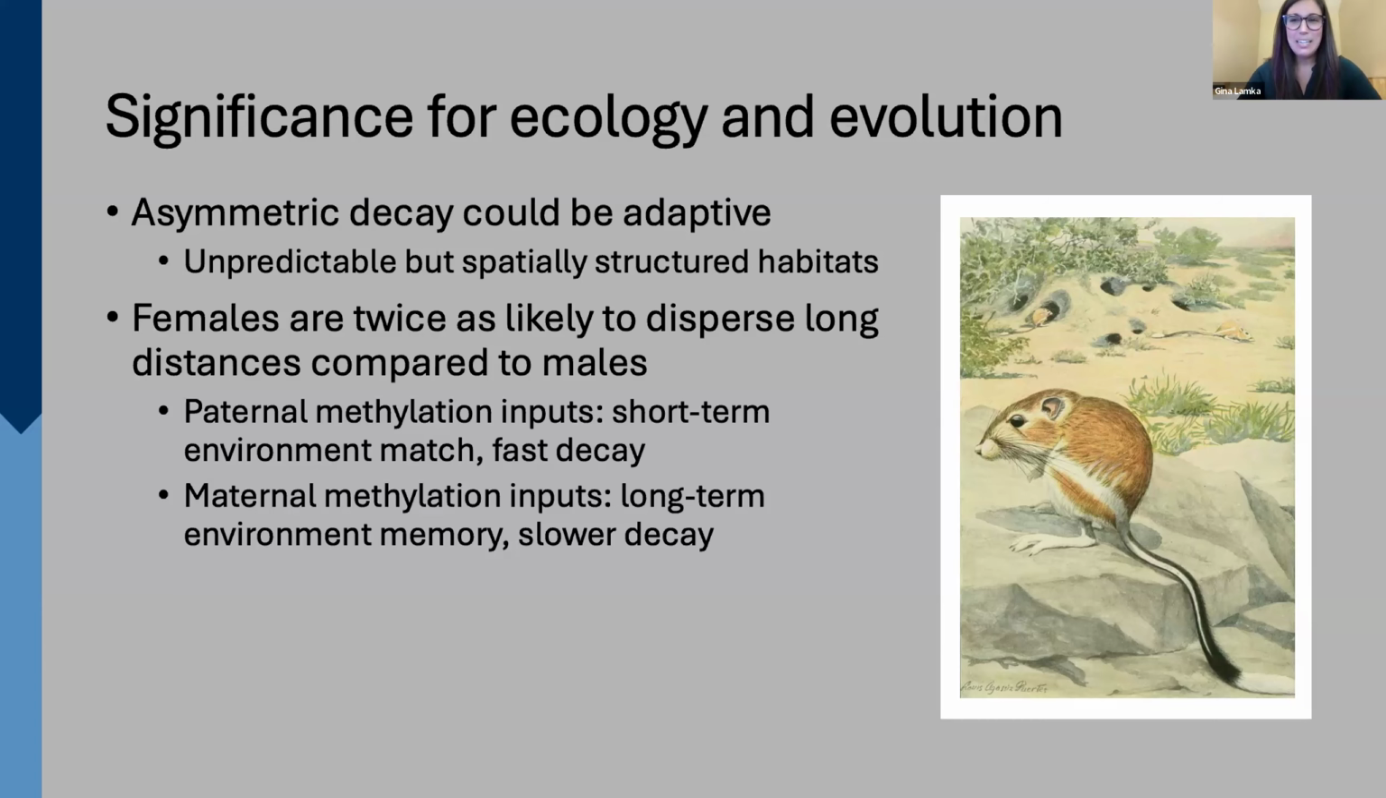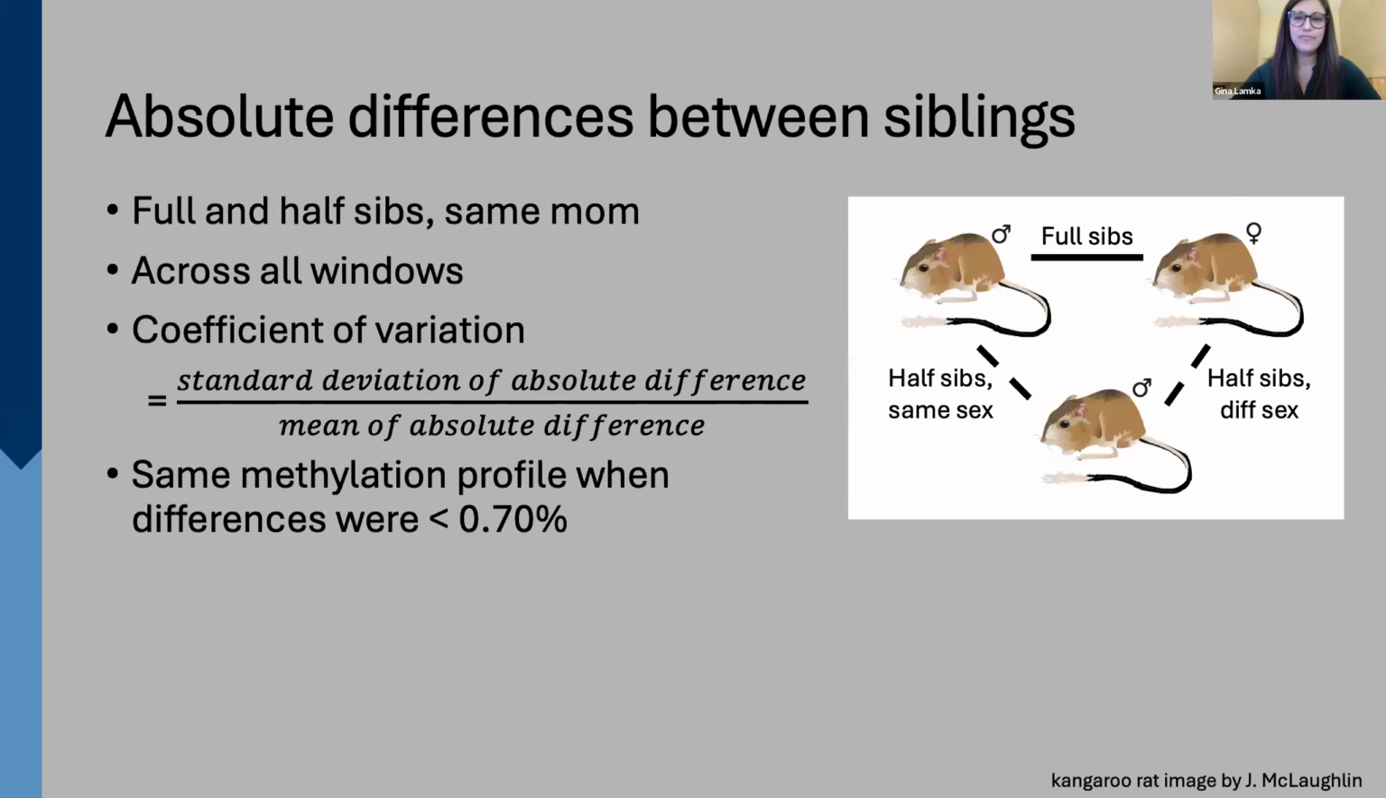But then how does that relate to siblings? Because we have the 17-generation pedigree, we were able to find full and half siblings of the same and different sexes, all from the same mom, all born within the same year, so that we could determine the heritability of methylation marks across siblings. So across all 14,000 windows, we calculated the absolute differences in methylation percentages and considered those significantly heritable when they were less than 0.7% of a difference in the methylation profile.